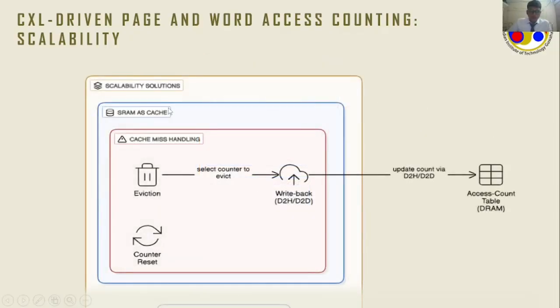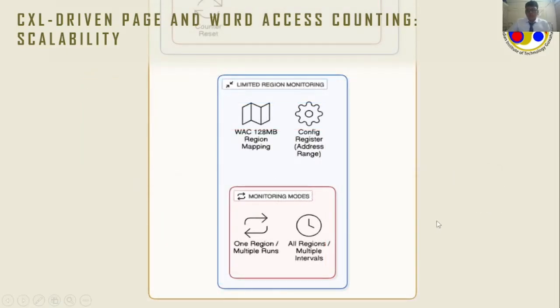This is the first way. We'll be using the SRAM unit as a cache to store a subset of counters. When a cache miss occurs, the controller chooses to evict and write down the access counts to the access count table, which is present in the host or the device via D2H or D2D. Next, we reset the counter inside our SRAM, because we're using SRAM as a cache, and store 1 in the counter.